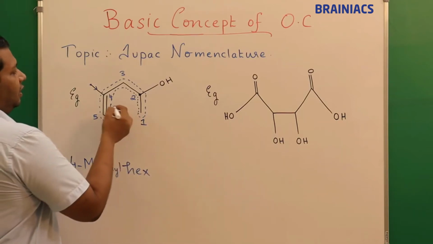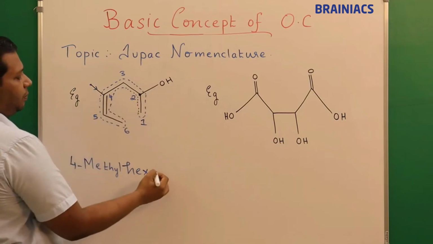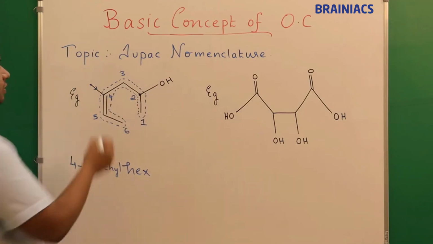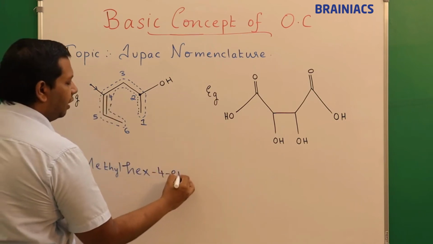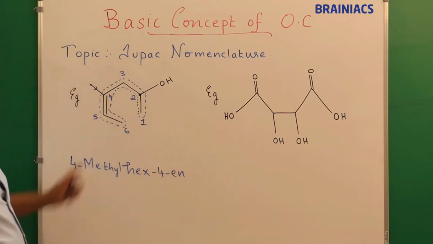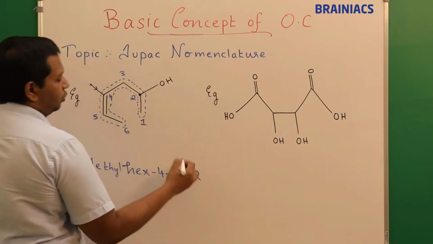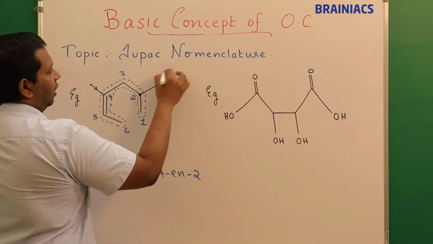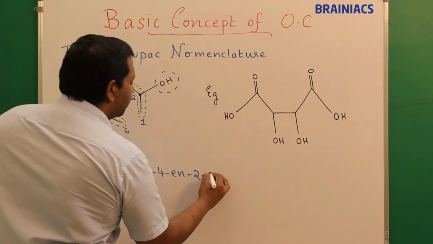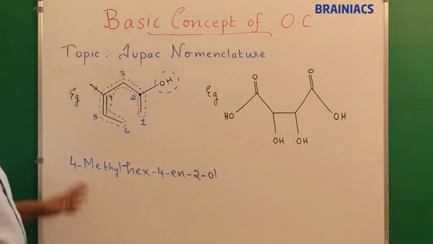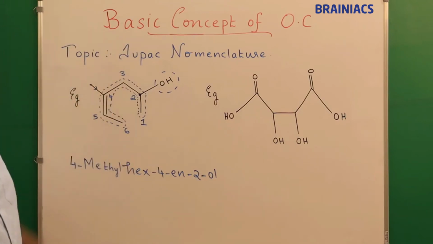Then at the fourth position there is the double bond, and we know the primary suffix is there. So I can say hex-4-ene. Correct? And the secondary suffix is there because the functional group is at position 2. So hex-4-ene-2, then you know what suffix is used when the OH group behaves like a functional group: ol. So we put 2-ol. So the name is 4-methylhex-4-en-2-ol. That is the IUPAC name of this compound.